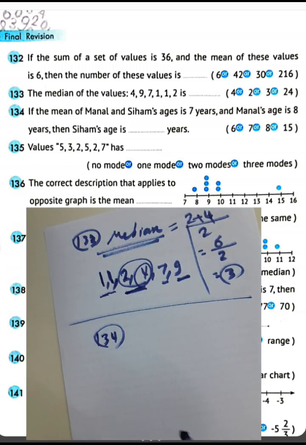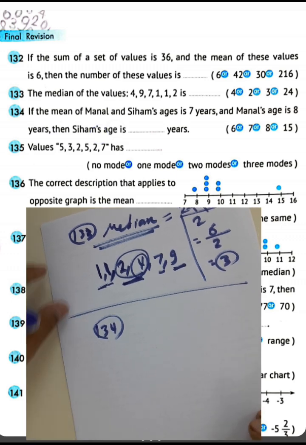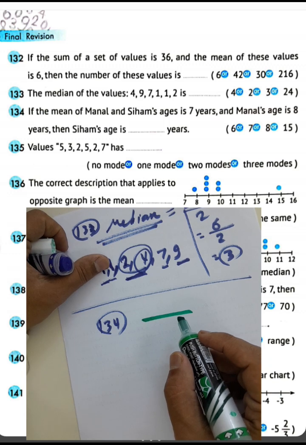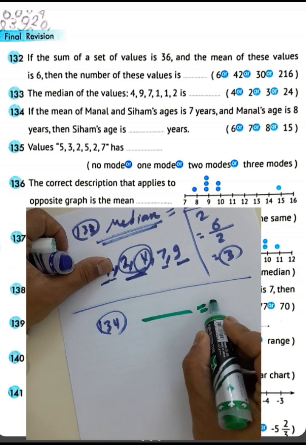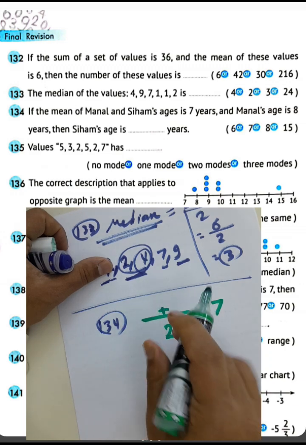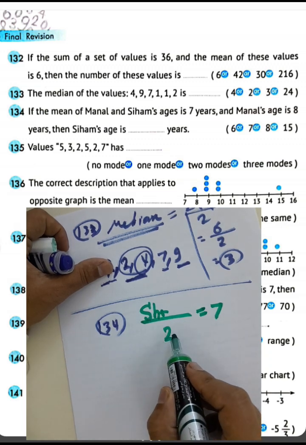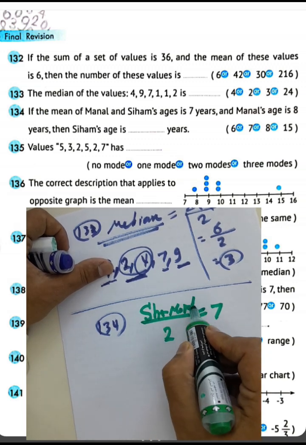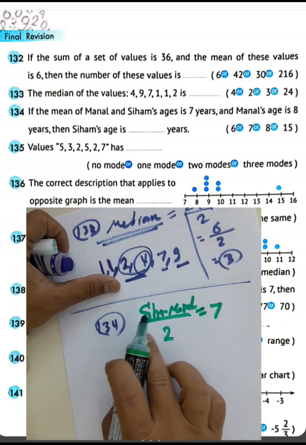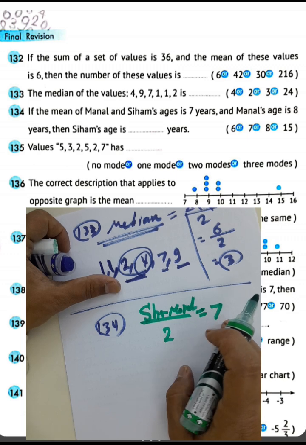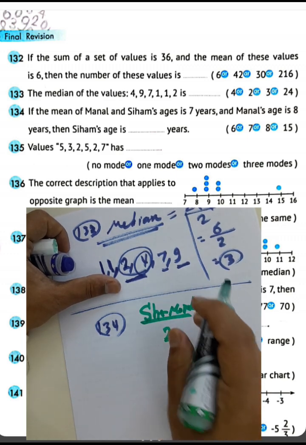Next question, 134. If the mean of Manal and Shaima's age is 7 years and Manal's age is 8 years, then Shaima's age is what? He gives us the mean of Manal and Shaima's age is 7. And we have 2 persons here, Shaima and Manal. Manal's age is 8.